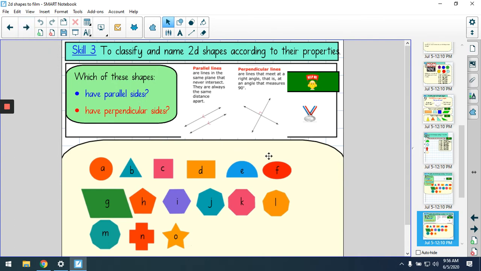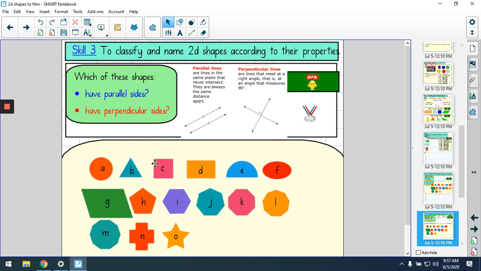Bit more of a challenge. Do any of the shapes have parallel sides or perpendicular sides? So a reminder, parallel sides are sides that always stay the same distance apart. They will never ever meet. Perpendicular are sides that meet at right angles at 90 degrees.